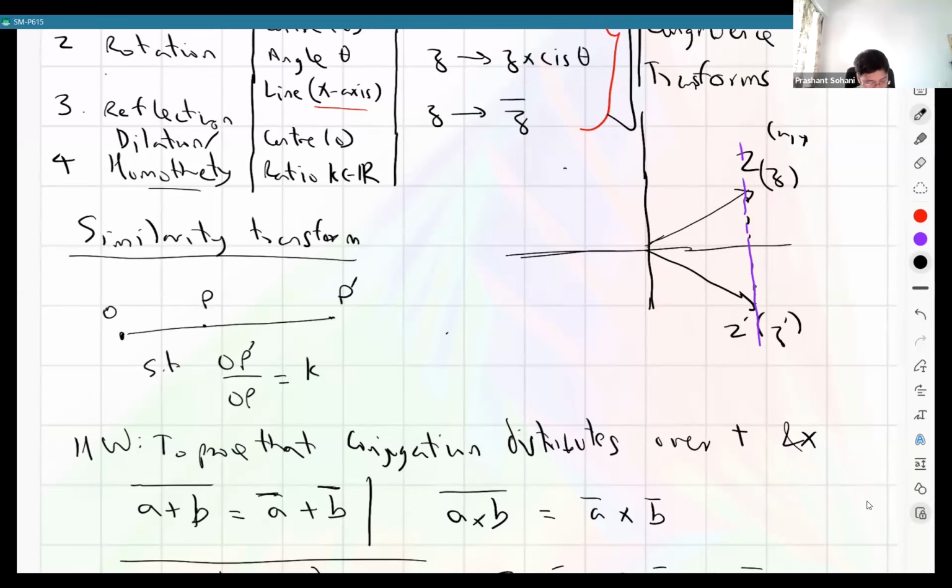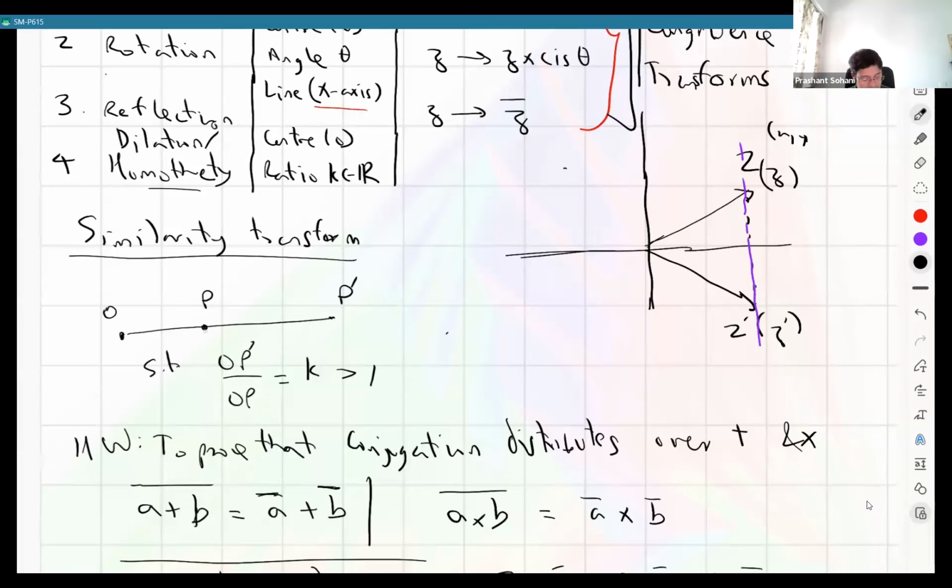Okay, so this OP dash upon OP ratio is going to be that constant K. This is a picture when that K is positive and greater than 1. Because K is greater than 1, the distance is increasing, right? If OP was 2 centimeters, OP dash will be maybe 6 or 7 centimeters. But the ratio will always remain constant.